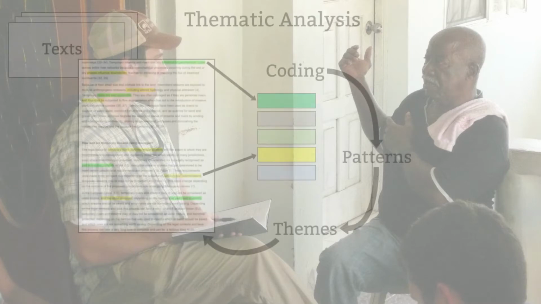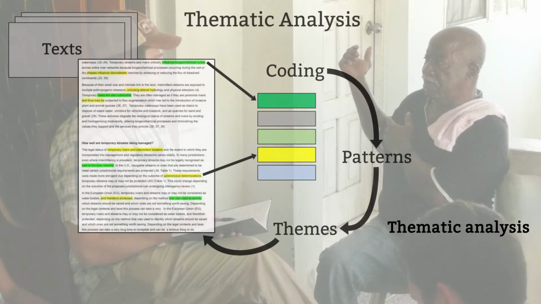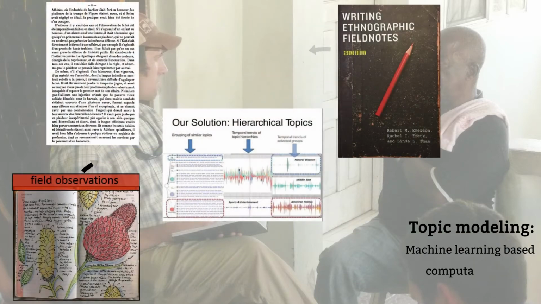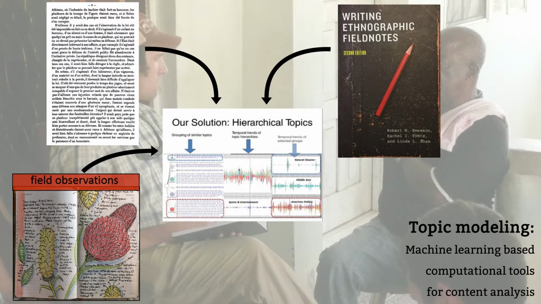Qualitative information such as that in texts and ethnographies can be analyzed to identify themes. Researchers can use theory or a priori knowledge to explore and code texts themselves, or they can use computational methods like topic modeling for identifying patterns and discovering themes in a large number of documents.